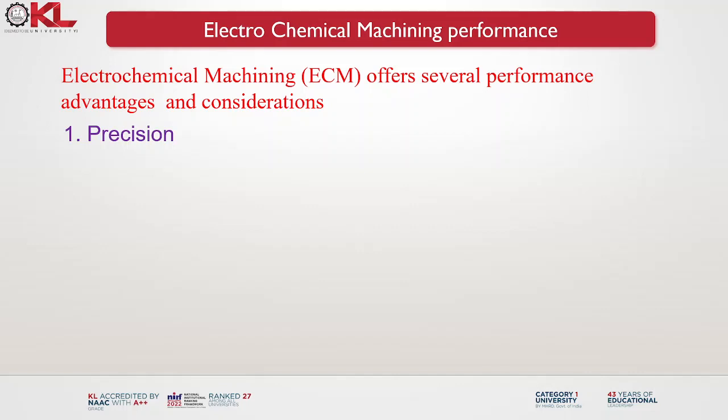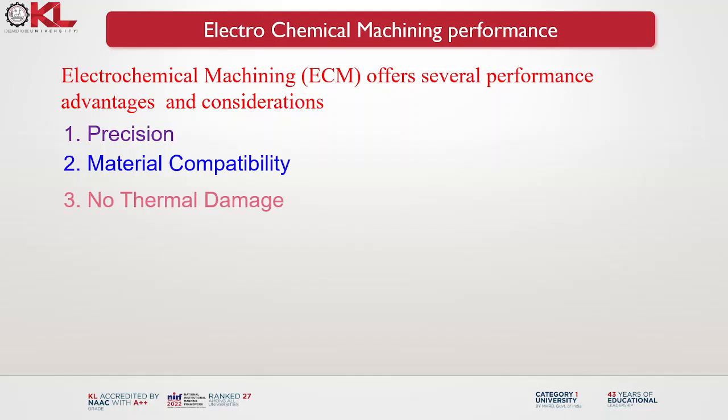The process is capable of producing intricate features that are challenging to achieve with conventional machining methods. Second one is material compatibility. ECM can effectively machine a wide range of electrically conductive materials, including metals and alloys. It is particularly useful for materials that are difficult to machine using traditional methods such as heat-resistant alloys, hardened steels, titanium, and super alloys. ECM does not depend on the material's hardness or brittleness, making it versatile in handling various workpiece materials.